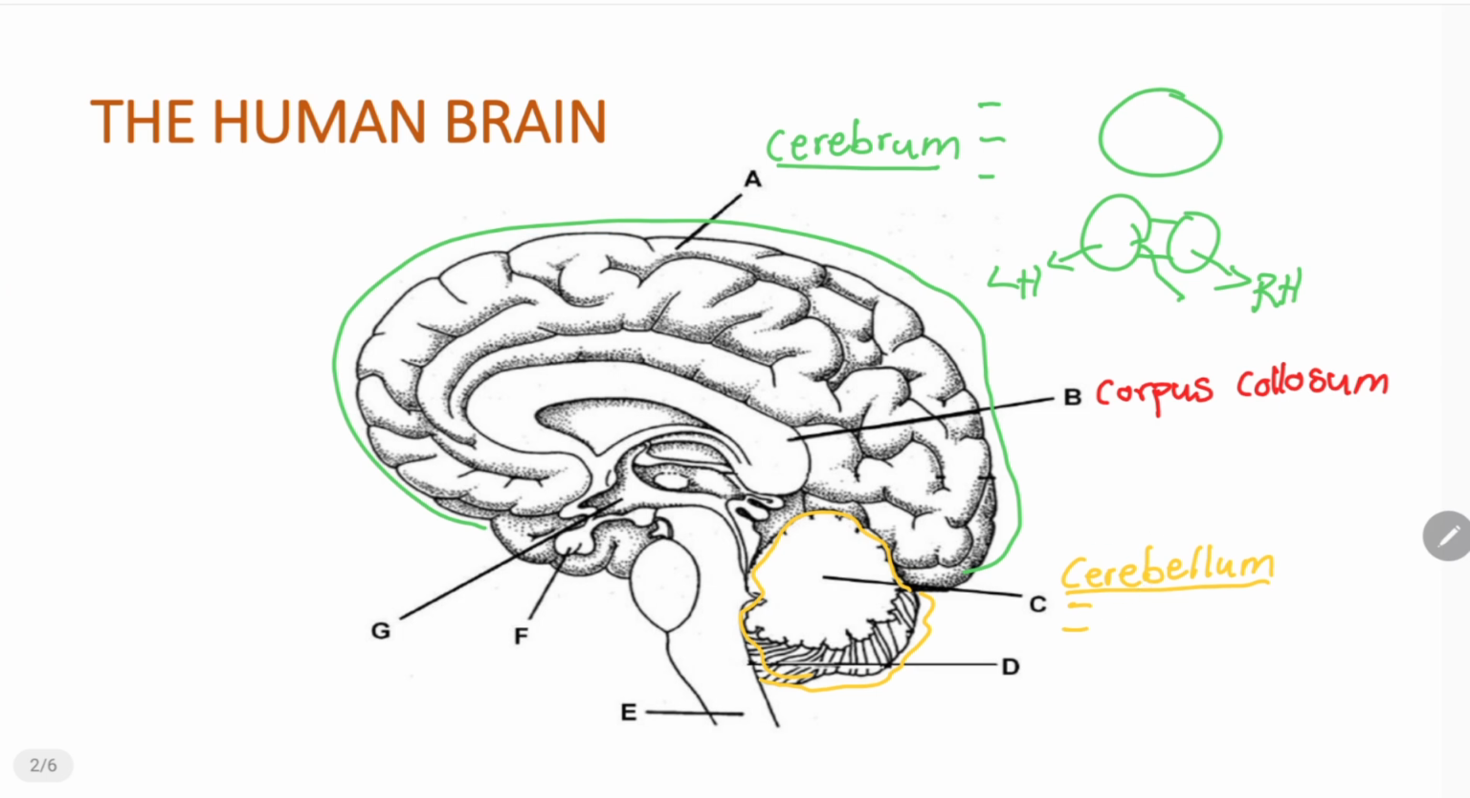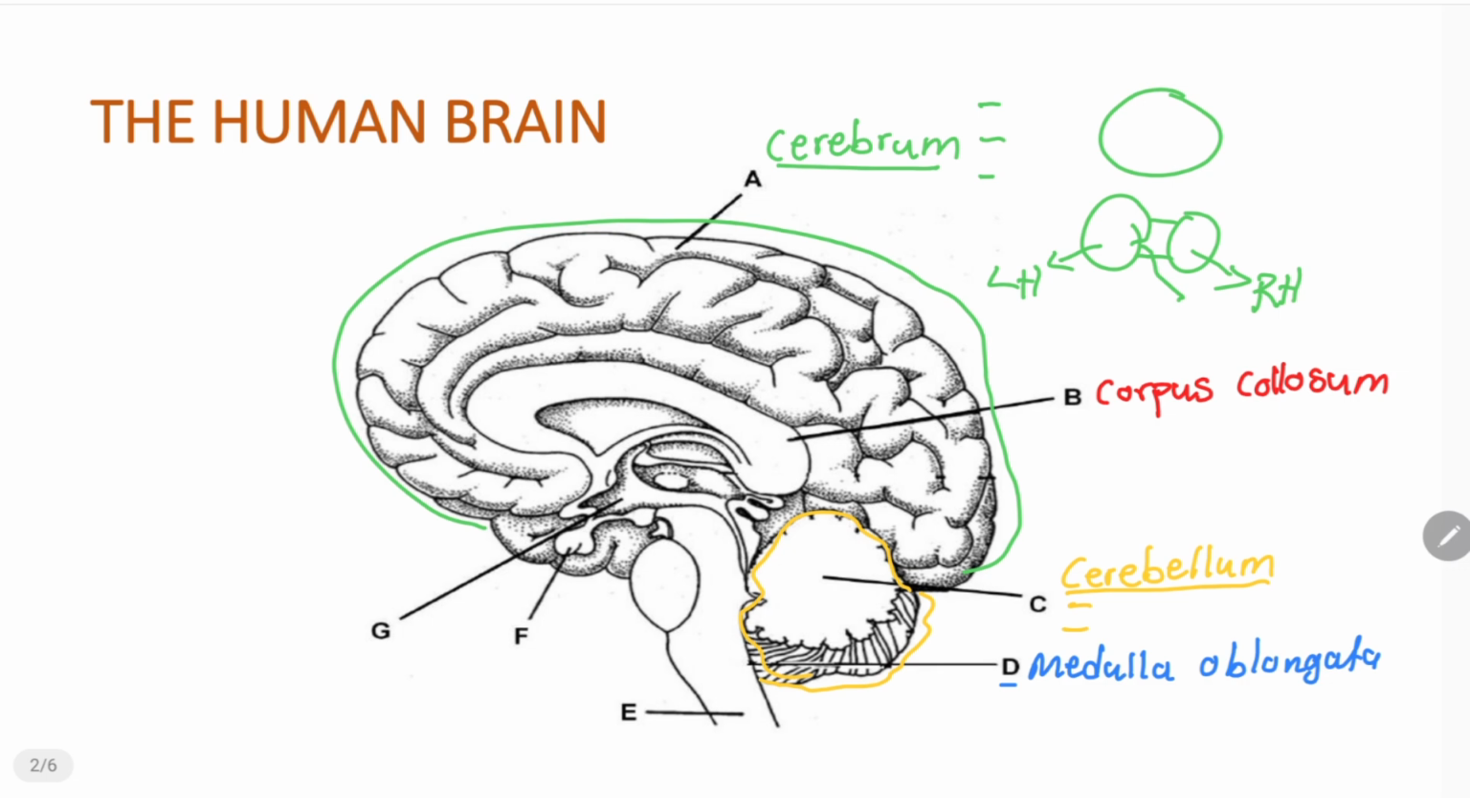Right. Now let's come to focus on the part that is labeled D. The part that is labeled D is the medulla oblongata. It is the medulla oblongata. Now, the medulla oblongata is a very important part. Why is it so important? This is because the medulla oblongata controls all involuntary actions.